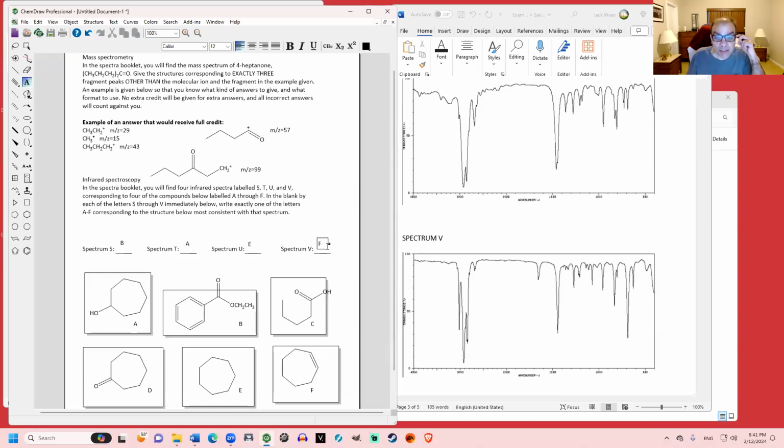So you see how on this type of problem you can narrow down which structure to take based on the functional groups that you see and also the functional groups that you don't see.